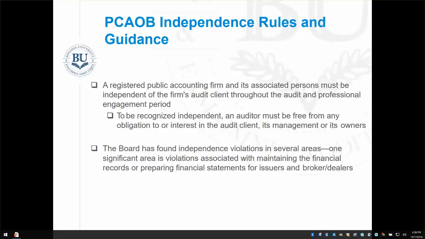And the second one is really specific to the broker-dealers. A lot of the findings, and we'll get into it when we go through the broker-dealer portion of our presentation, is that they continue to see instances where the broker-dealer engagement auditors are preparing the overall financial statements of our clients. So you can't do it as part of the audit. It's not something that you're able to do in the independence rules.